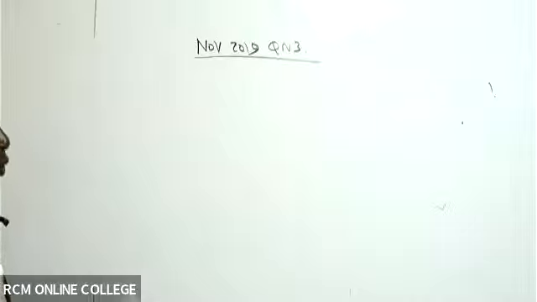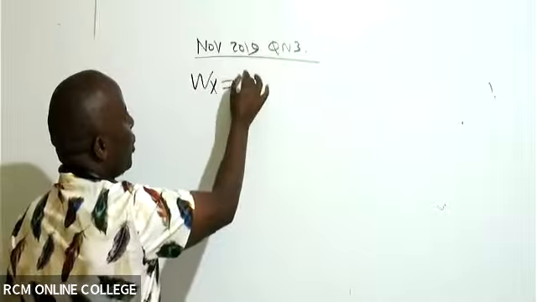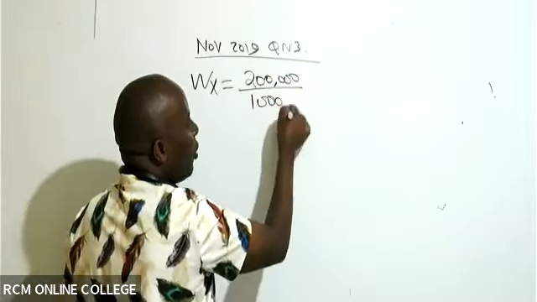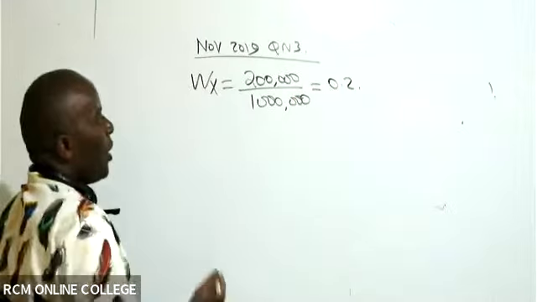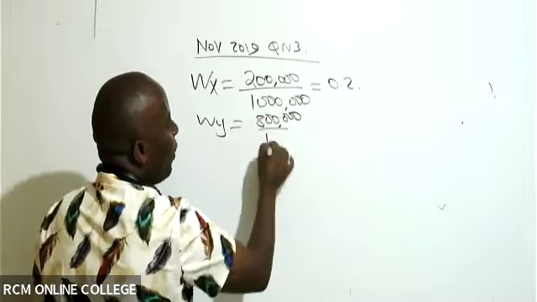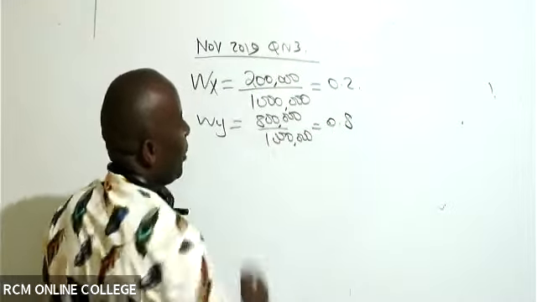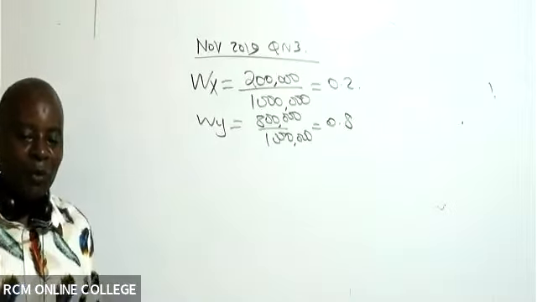So how do we get these weights? Let's give weights of X. Out of $1 million, he has taken 200,000 to X. That's a weight of 0.2. He has taken 800,000 to Y out of $1 million. This gives me 0.8. So up to there, ladies and gentlemen, are you able to follow?